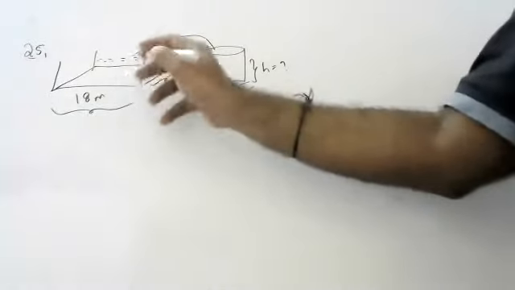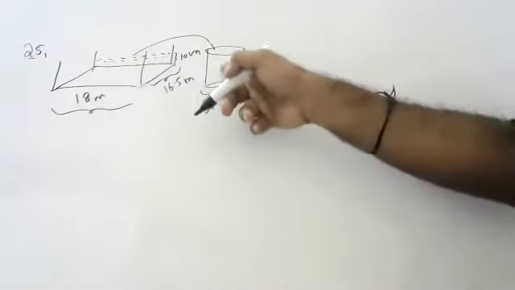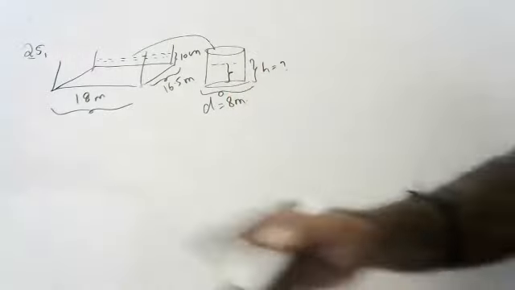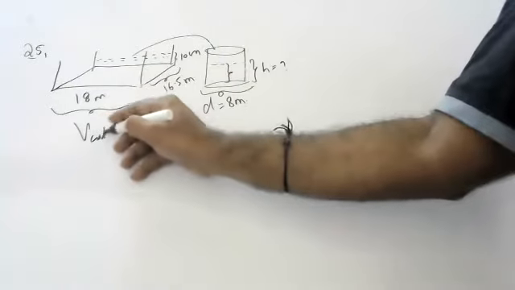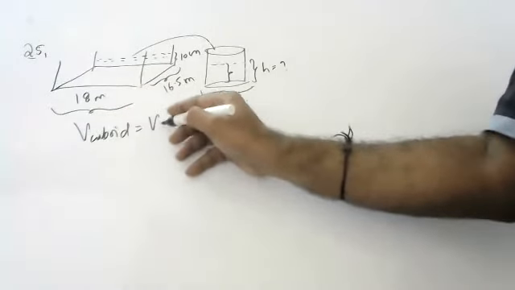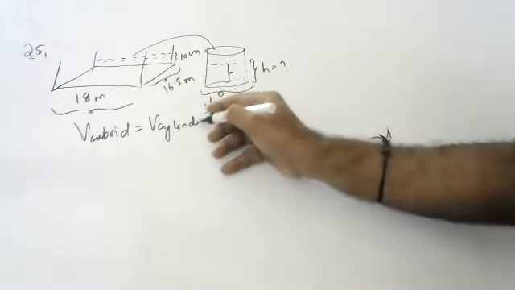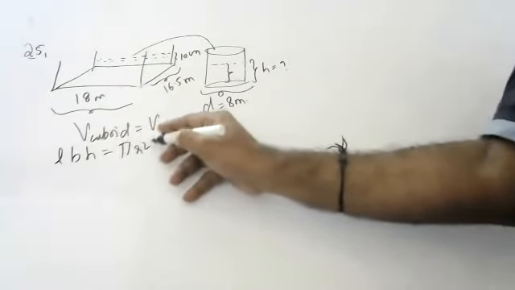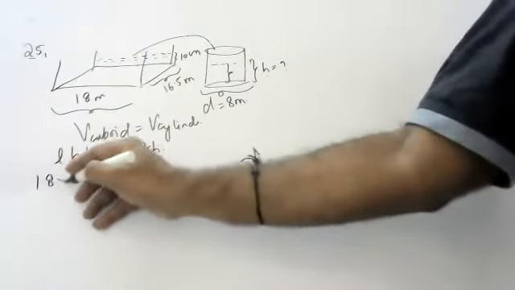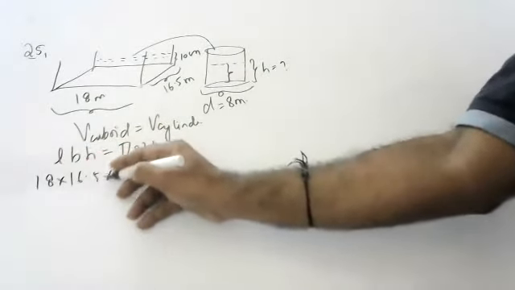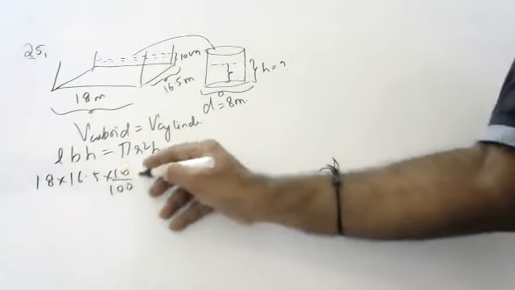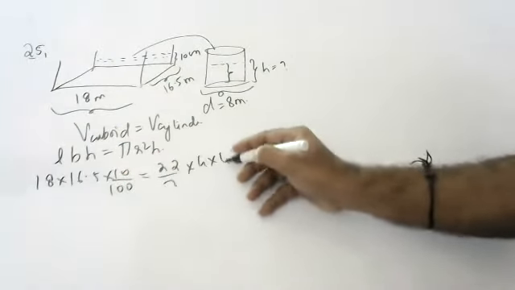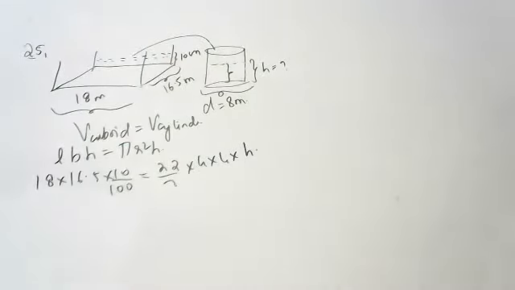So, children, Harsha, what will you do here? All the water is kept here. How much will be the rise in volume? Volume of cuboid is equal to volume of the cylinder. Volume of cuboid LBH is equal to pi r square h. LBH how much? 18 into 18 into 16.5 into 10 centimeters to meters by 100 is equal to 900 is equal to 18 to h. This h you have to find out.